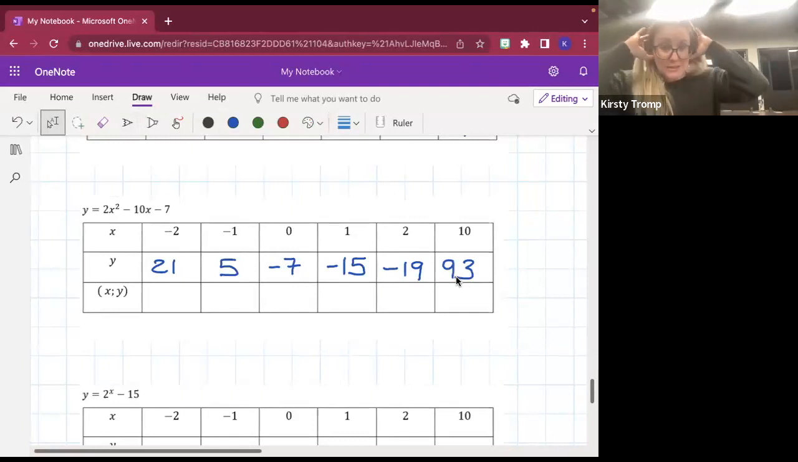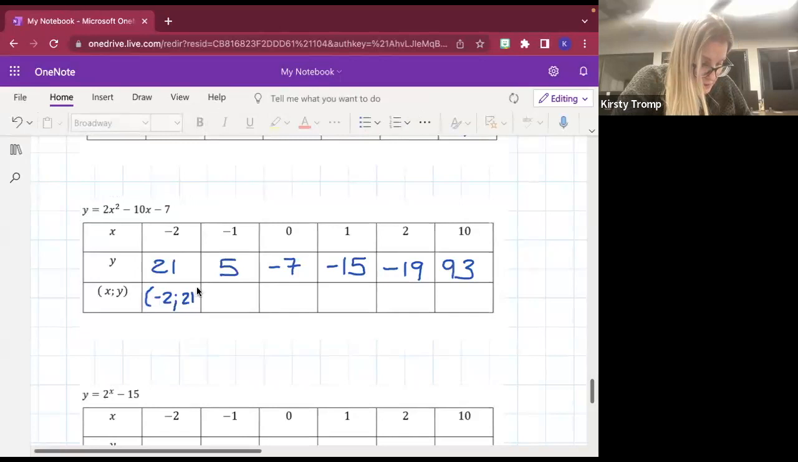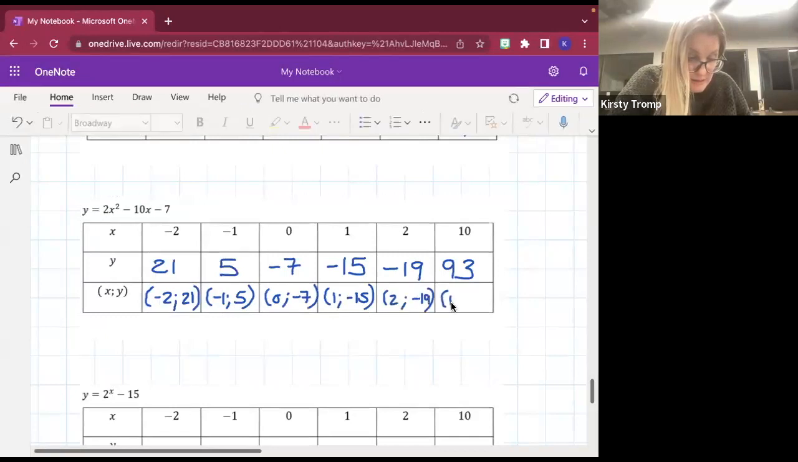For the last part of today's lesson, I'm going to show you how to do the ordered pairs, which is in your last row here. They've asked me to say x semicolon y. For the first one, x was -2, semicolon, y was 21. Next, x was -1, y was 5. x was 0, y was -7. x was 1, y was -15. x was 2, y was -19. x was 10, and y was 93.